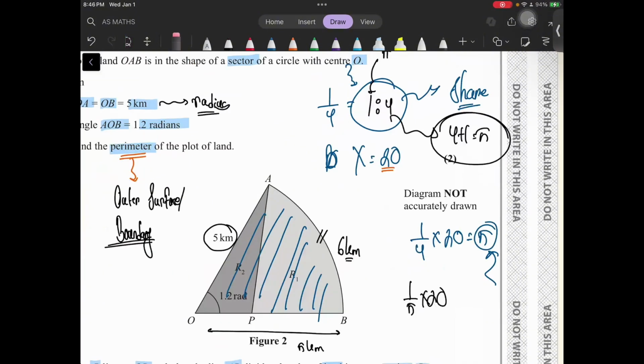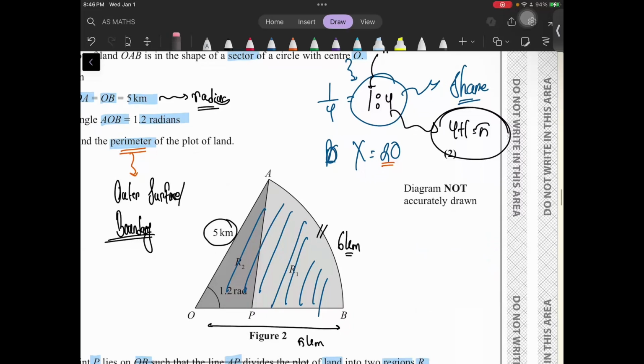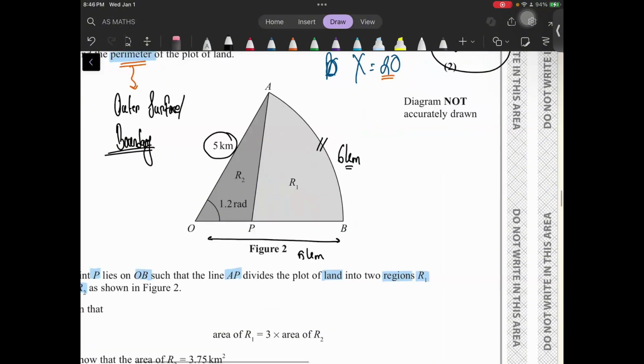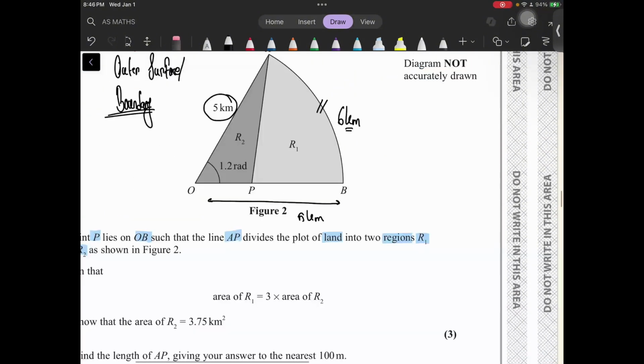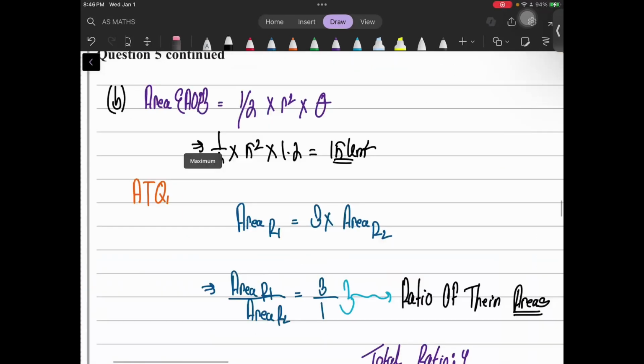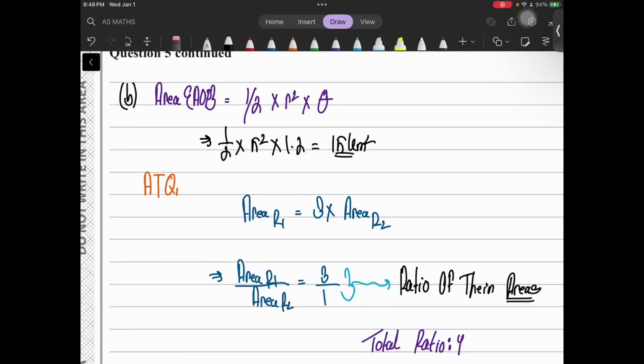All right, so what I would do is first find the entire area. This entire area is going to be area equals half into r squared theta. This is the entire area of AOP. So area of AOP equals half into 5 squared into 1.2, that is equivalent to 15 kilometers square, right?